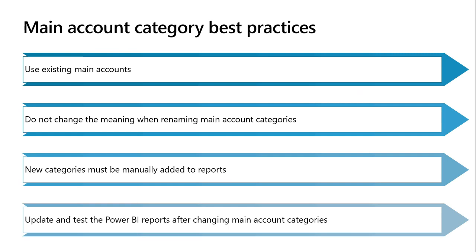Next, it is important to note that if you add new categories or edit the meaning of existing categories, you'll need to update the reports that are provided out of the box to reflect the changes and additions you have made. Lastly, if you change the name of an account category, or if you add new account categories, the out-of-the-box Power BI reports will no longer work, or the data will be inaccurate. You will need to update the design of your Power BI dashboards to reflect the changes that you make to the account categories.